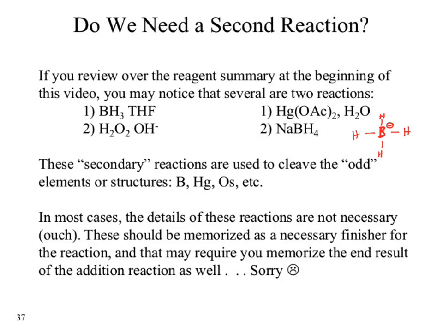So the mercury ends up getting replaced with the hydride. These secondary reactions are used to cleave off kind of your odd atoms. So boron, mercury, osmium is one that'll get tossed in there. So we need to do something else typically to cleave it. Most of those cases, the details and the mechanism is completely and utterly irrelevant. You just need to know what it does.